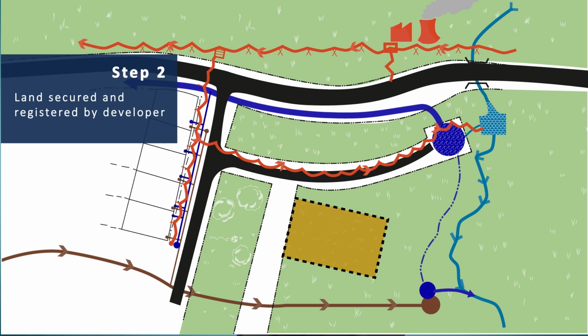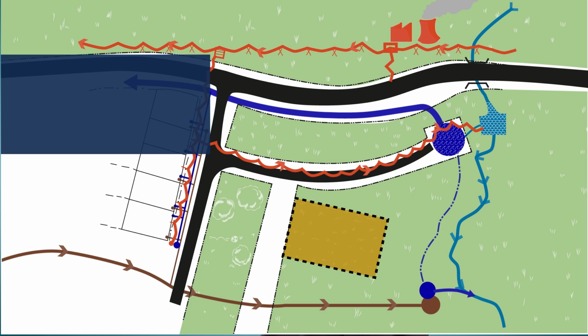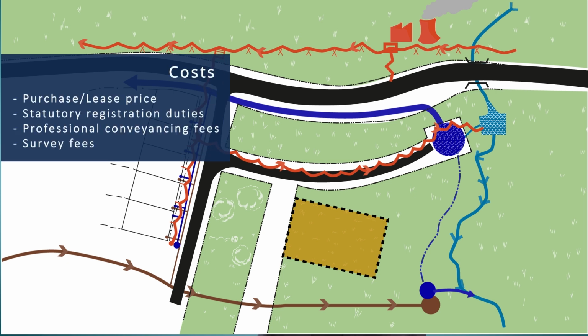Now, the costs for obtaining these rights are determined by the landholding system and/or the property market conditions. Costs are influenced by factors such as location and level of infrastructural services available in the area. The costs include purchase or lease price, statutory registration duties, and professional conveyancing fees. They may also include a fee for the survey of the property.